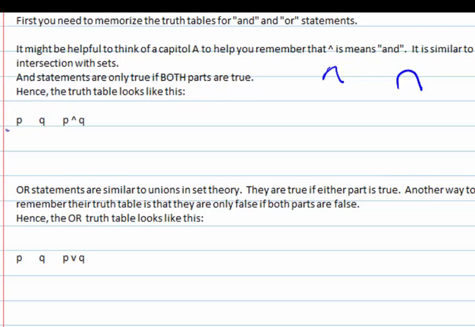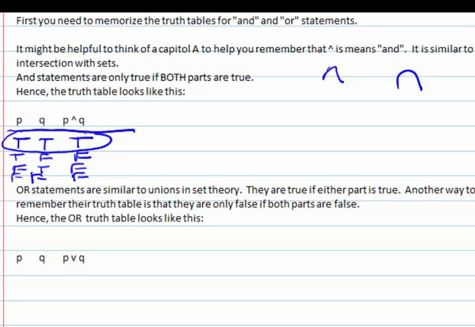Hence, their truth table is going to look like this. P could be true, Q could be true, and the AND statement will be true. P might be true, Q might be false, which is going to make the AND statement false. P could be false, Q could be true, which would make the AND statement false. And Q could be false, and P could be false, which would make the AND statement false. I didn't quite leave myself enough room. So you can see the only time an AND statement is true is if both pieces of it are true.